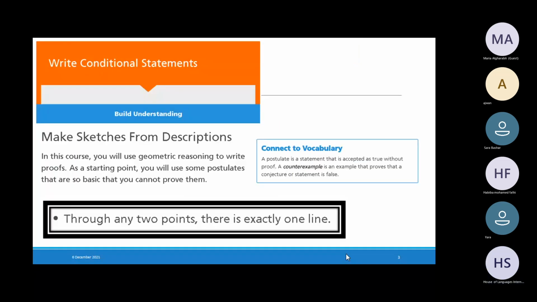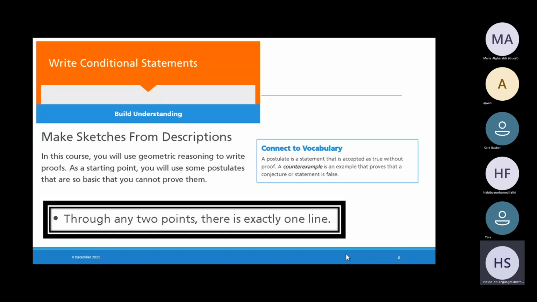Now let's go to math. Here, we have to write the conditional statements from the description. What do I mean? Sometimes you say that if there's a shape that has 4 sides, then this will be a rectangle, or a square, or a quadrilateral, and so on. Or another one: if you have a shape with 5 sides, then this will be a pentagon. This is like a conditional statement in math.